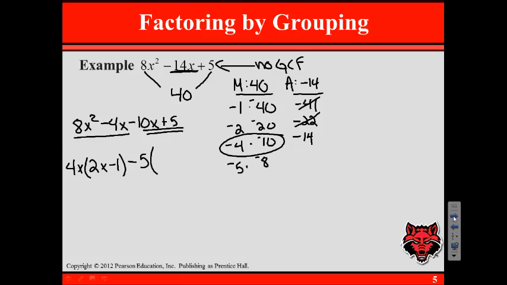We then divide both terms in the group by negative 5. That gives us 2x minus 1. At this point, we notice that each term has a binomial factor of 2x minus 1. So we factor that binomial out. When we do so, if we divide each piece by 2x minus 1, we are left with 4x minus 5.